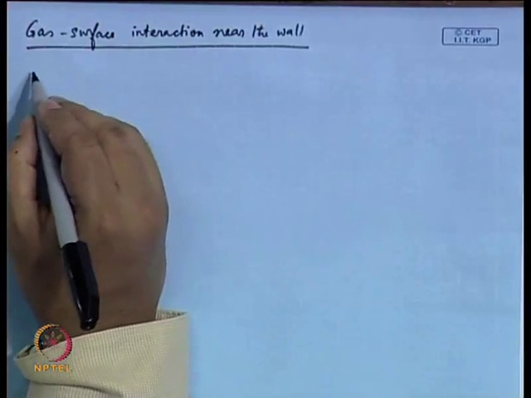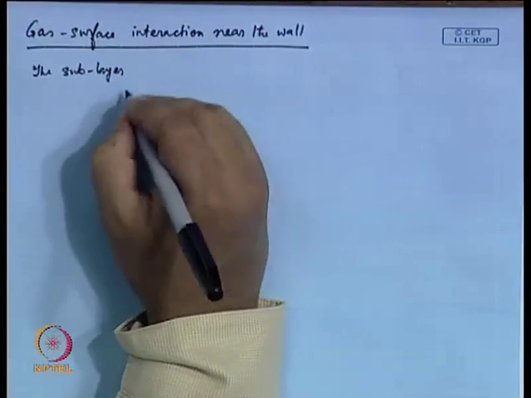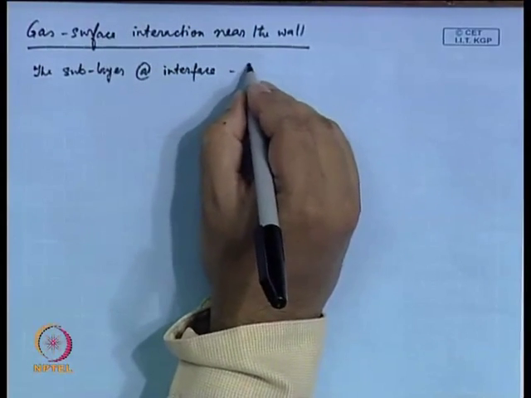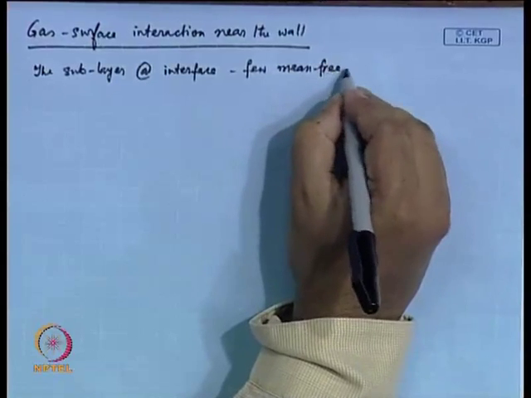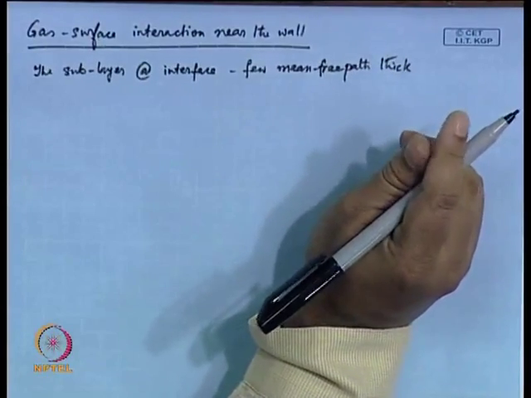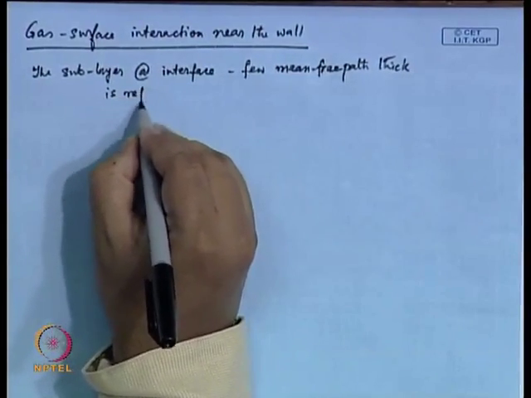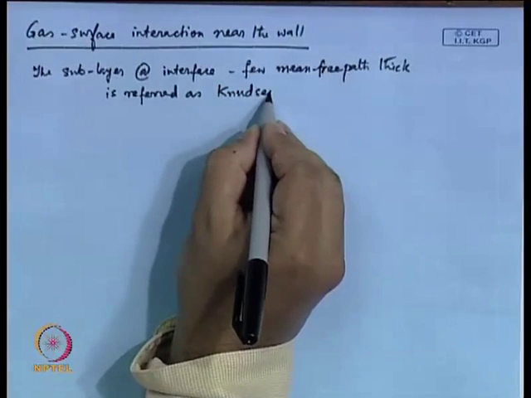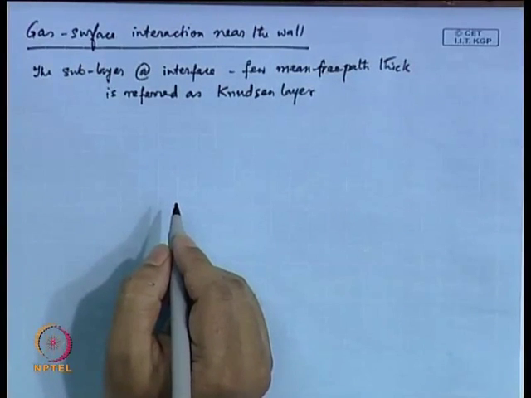So you have gas surface interaction near the wall. What we have here is a sublayer at the interface, a few mean free paths thick. This sublayer is referred to as the Knudsen layer.